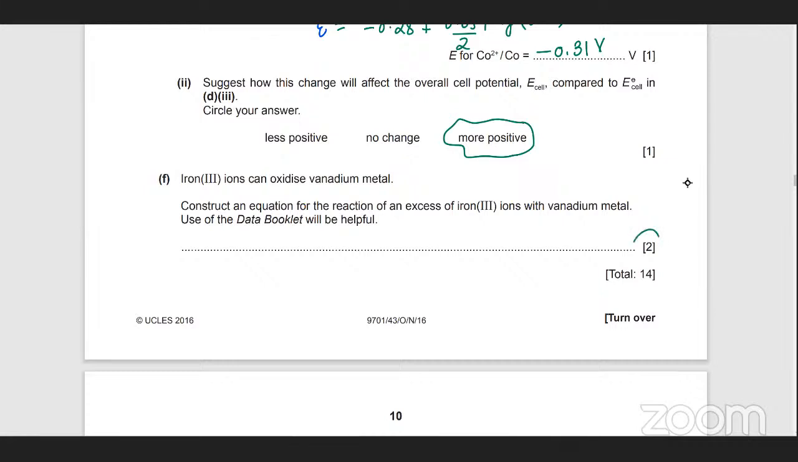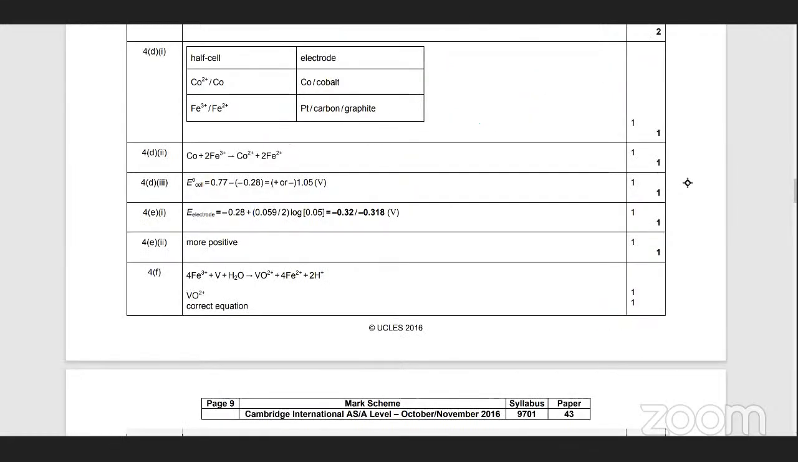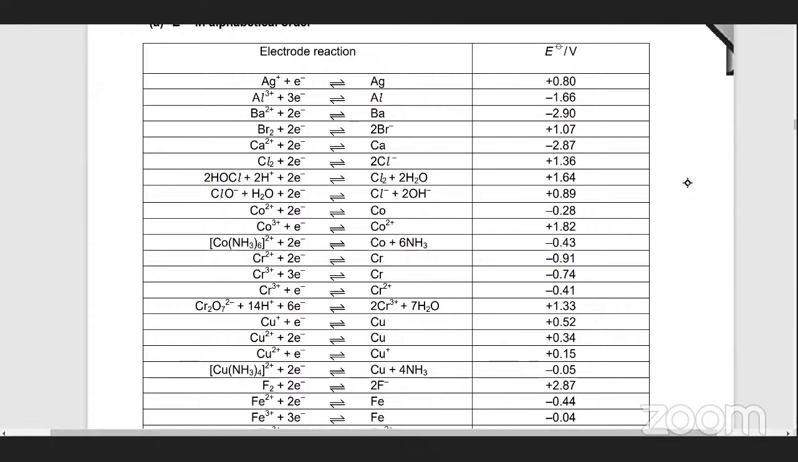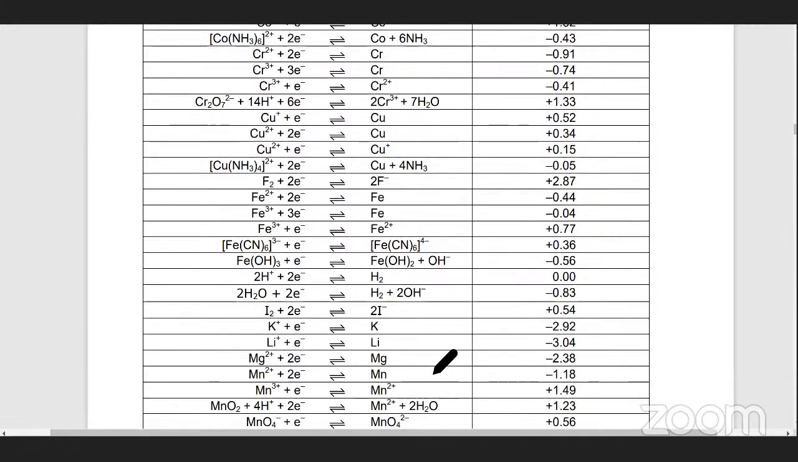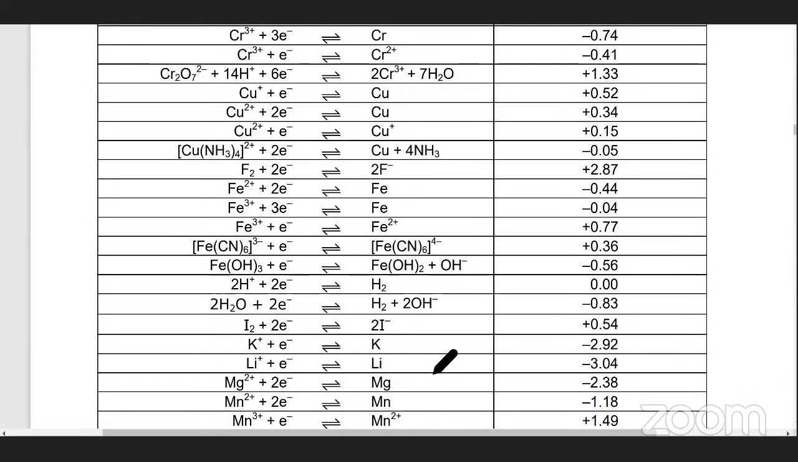Now this question over here is kind of, I mean, what we can do is a working on the data booklet. Where's the data booklet? Just one second. So we're going to do the working on the data booklet. He's saying iron 3 plus. So what I'm going to do is mark all the equations where there's iron 3 plus involved. So there's this equation.